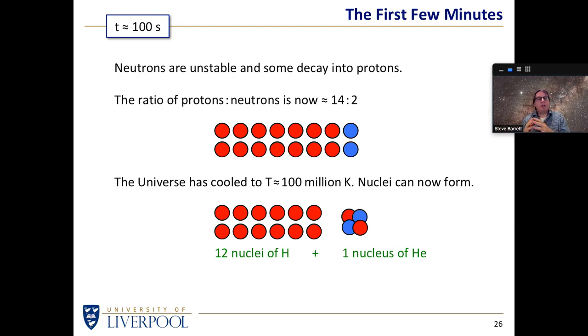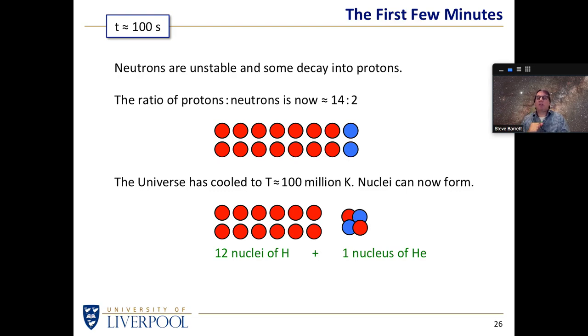They haven't got any neutrons. Remember, they outnumber the neutrons by the ratio of 14 to 2. So some of the protons are lucky enough to marry up to the neutrons and they make a helium nucleus, and then we're left with 12 bachelors, which are simply lone protons. And I've labelled them there nuclei of hydrogen because 1 proton is simply the nucleus of a hydrogen atom.